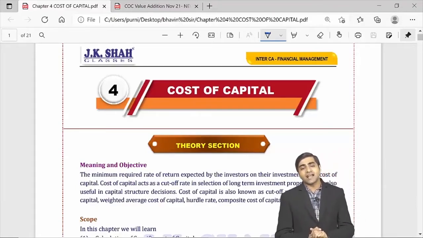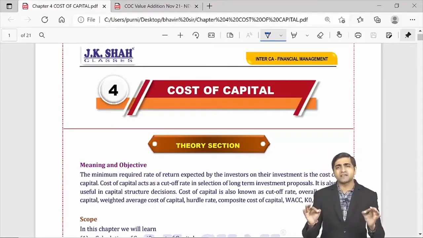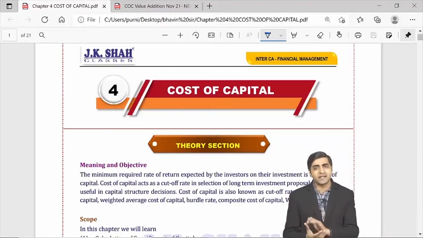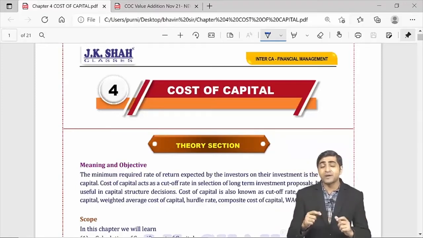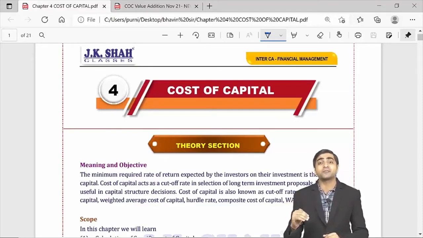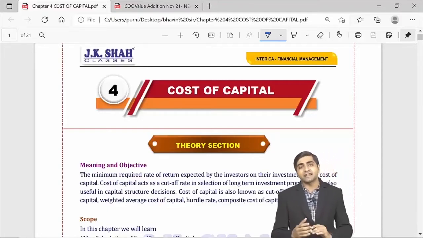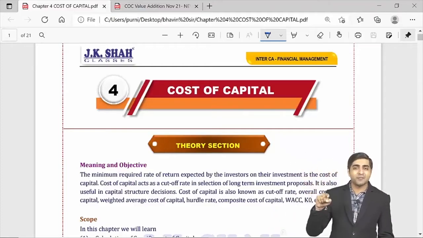As I told you, there are 3 types of questions in this chapter. The first type is simply the calculation of specific cost of capital, and let us start the revision with the same. While calculating your cost of debt, which we denote by KD, how do you calculate your KD? KD will be nothing but interest into 1 minus tax upon net proceeds into 100, and if the debt is redeemable, then KD is equal to interest into 1 minus tax plus (RV minus NP upon N), the whole upon (RV plus NP upon 2) into 100.